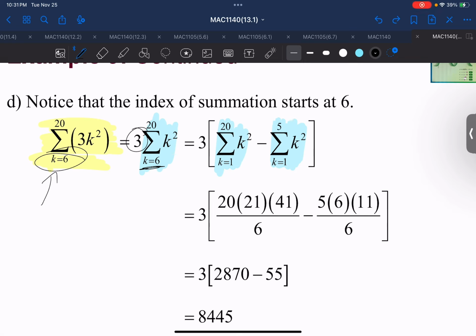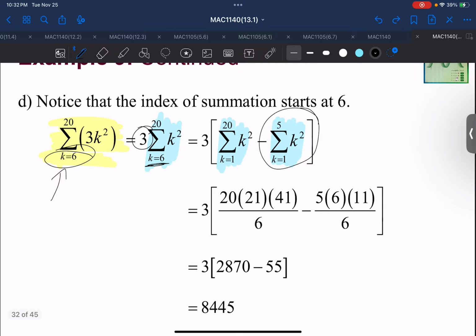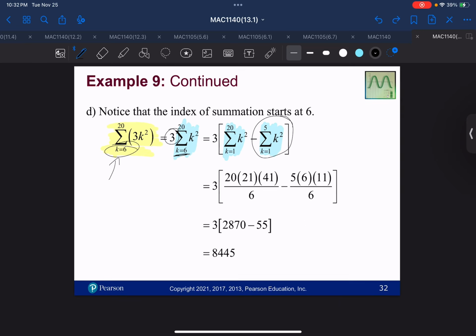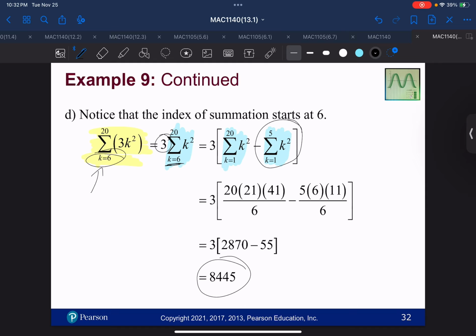Okay, so this is the summation of the first 5 terms. And I want to start at 6. So I'm going to subtract all of those from the full summation of the terms 1 through 20. So now that I did that, I can use my formulas for the summation of k squared. So that's what you see with these two. And after evaluating all of that and multiplying it by 3, we get 8,445.